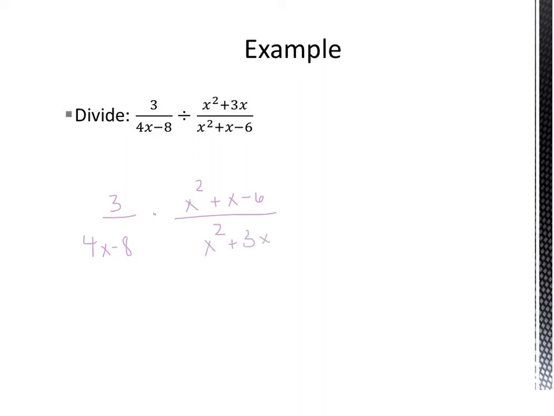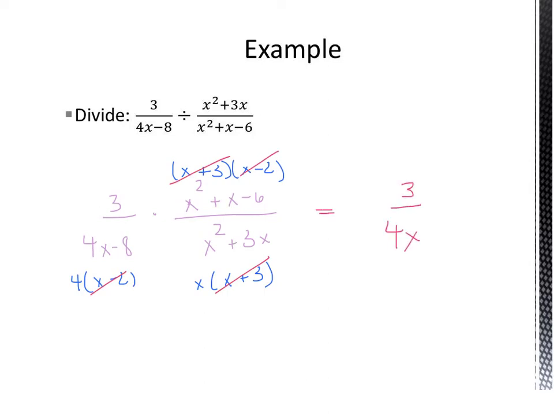Okay, so again you factor. So if I look here, I have a greatest common factor. And up here, this would be x plus 3, x minus 2, negative 6, positive. All right, and I got a greatest common factor down here. So still you factor everything, and then you're going to look to see what crosses out. So we get x plus 3's, x minus 2's, and we are left with 3 over 4x.